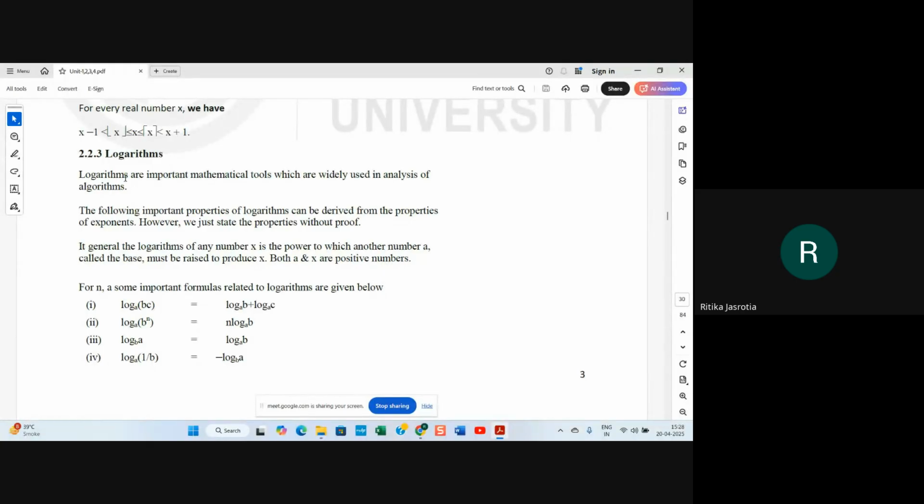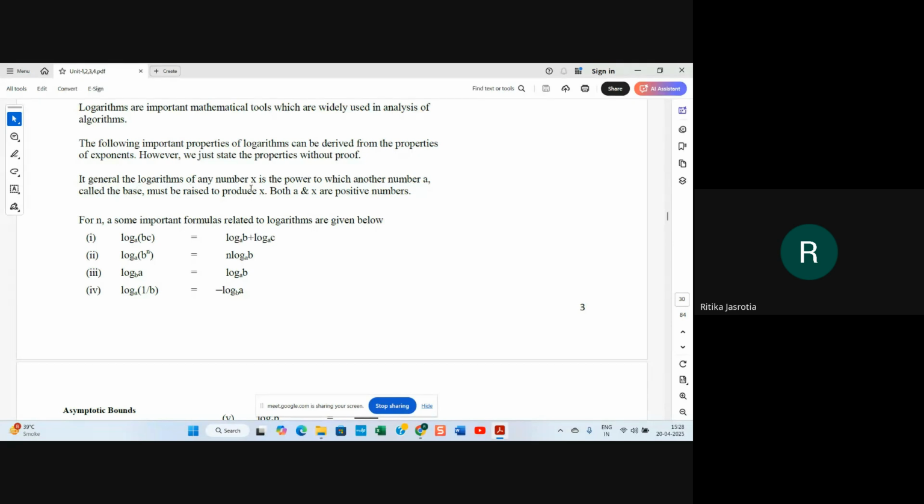So logarithms are there. Logarithms are an important mathematical tool which is widely used in the analysis of algorithms. The following important properties of logarithms can be derived from the properties of exponents. In general, the logarithm of any number x is the power to which another number a, called the base, must be raised to produce x. Both a and x are positive numbers. So they are formulating some important formulas related to algorithms.